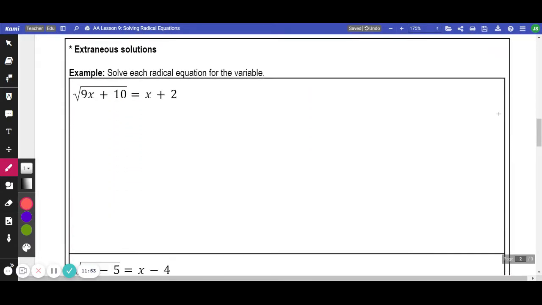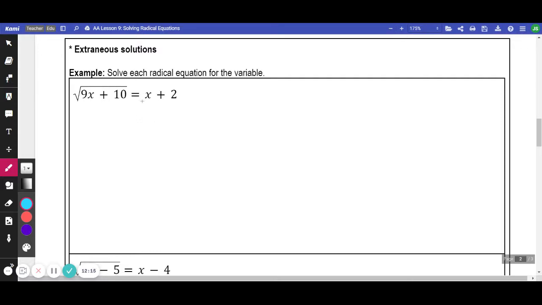Okay, so now we actually have to talk about extraneous solutions. Extraneous solution means when you solve an equation, you get it as an answer, but when you plug it back in, it does not work. And that happens sometimes. Sometimes it happens in real life problems.